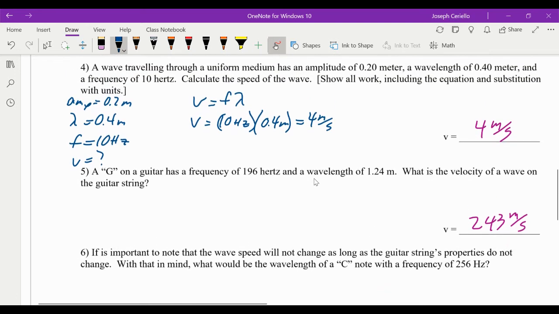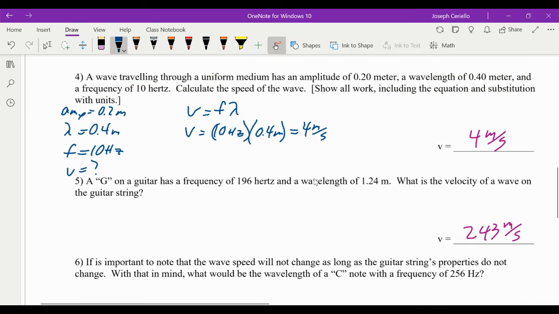So the G string on a guitar has a frequency of 196 hertz and a wavelength of 1.24 meters. So let's jot that down. The frequency is 196, and the wavelength is 1.24 meters. What is the wave speed?